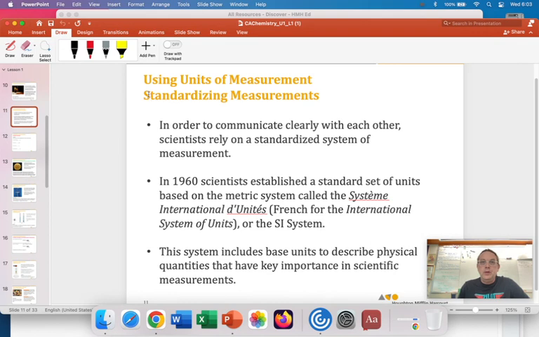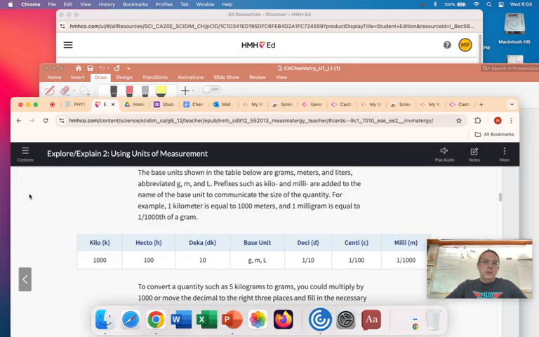So it became clear we have to always use a standardized system of measurements. And in 1960, scientists established the metric system, which is called the International System of Units, or the SI system. It includes base units that describe physical quantities that have key importance in scientific units. I want to jump to the book for a minute so you can see the base units we use.